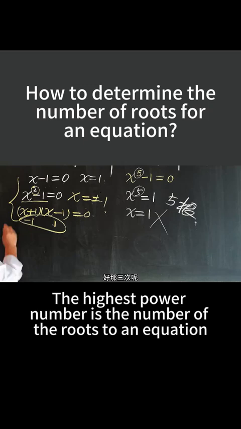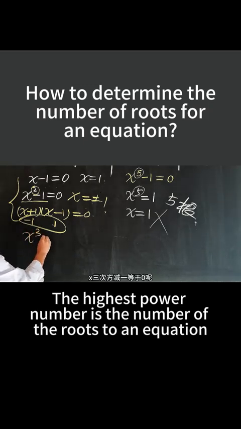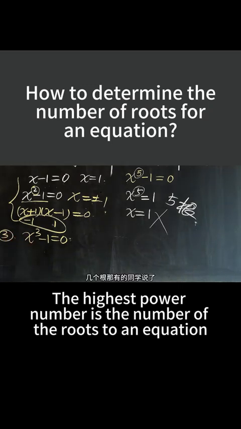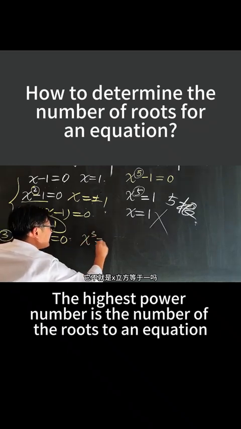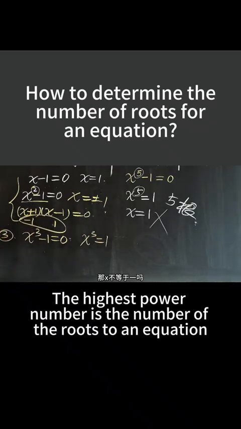Now, what about a cubic? X cubed minus 1 equals 0. How many roots does that have, everyone? Some students might say, isn't it just x cubed equals 1? Doesn't that mean x equals 1, so there's only one root? That's wrong. Besides x equals 1, there are actually 2 more hidden roots. Where are those 2 roots?